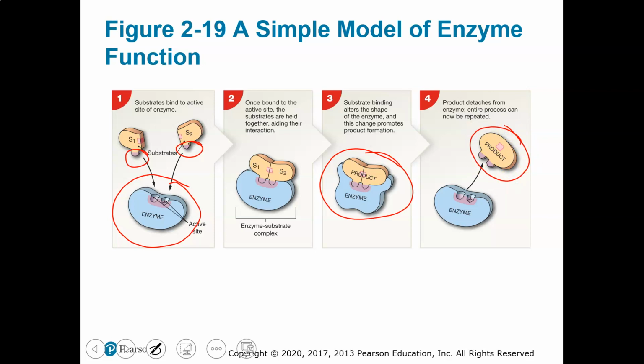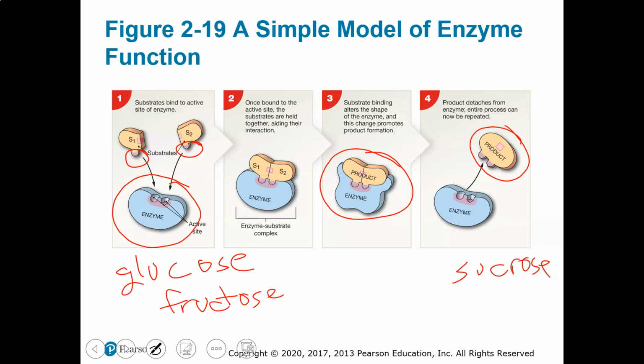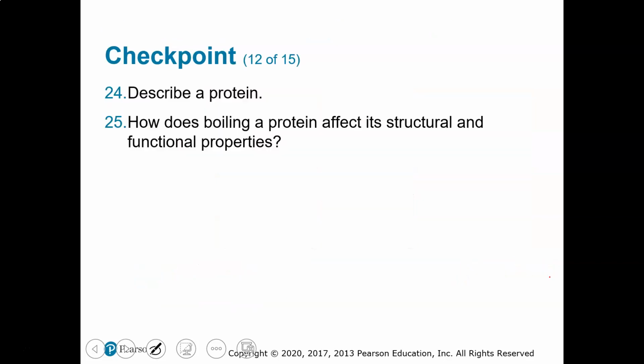So an example of what this could be is S1 could be glucose and S2 could be fructose. And then the product could be sucrose. But the enzyme can be used over and over again to link glucose and fructose to create sucrose. The enzyme comes away from the reaction unchanged, and that same enzyme can be used over and over and over again as long as it doesn't get denatured.